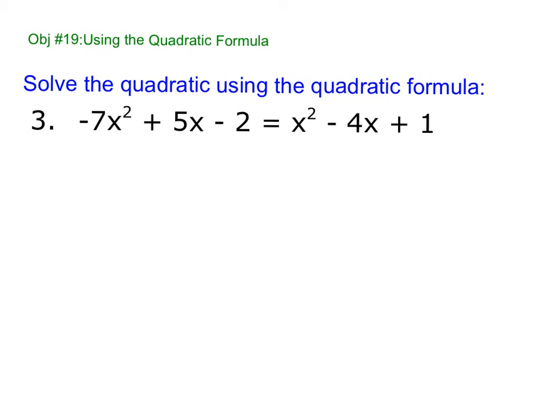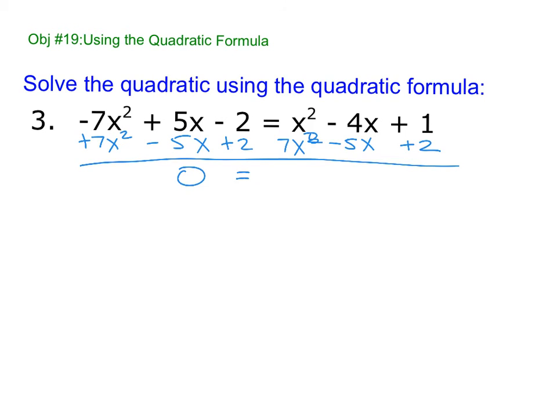Okay, so this is going to happen here. So let's start off. What do we do first? We need a 0 on one side. So I'm going to move everything to the right side because I want a positive x squared. So I'm going to add 7x squared, oops, minus 5x plus 2. So I get 0, that everything cancels. 8x squared minus 9x plus 3.